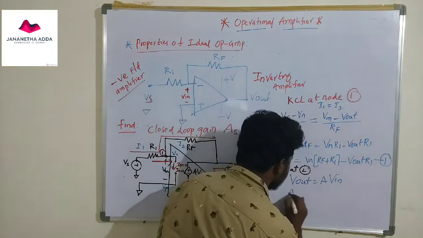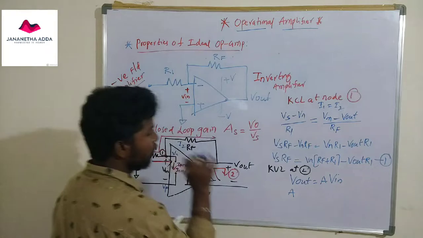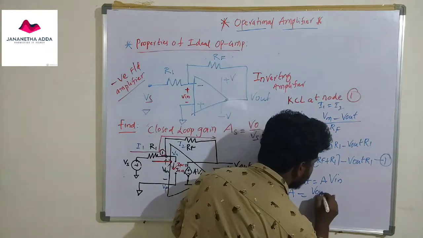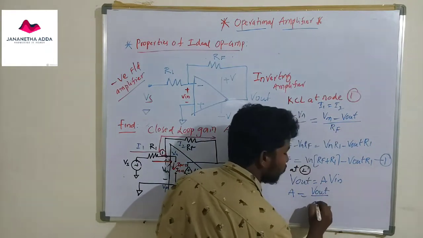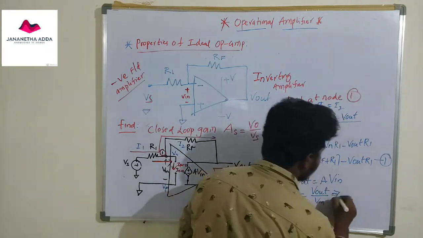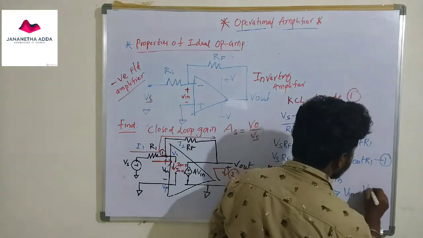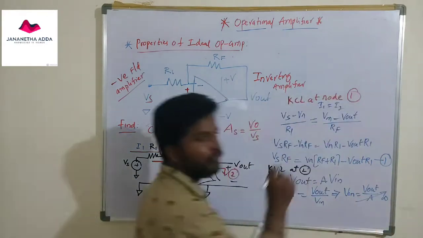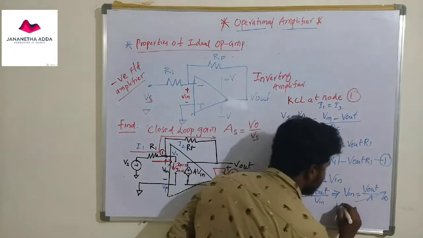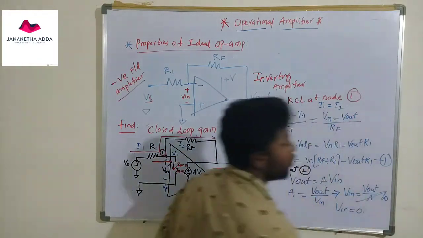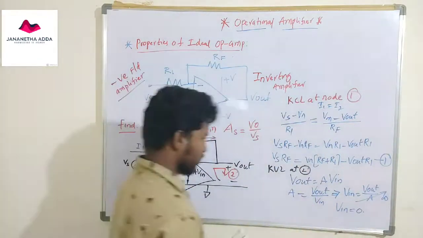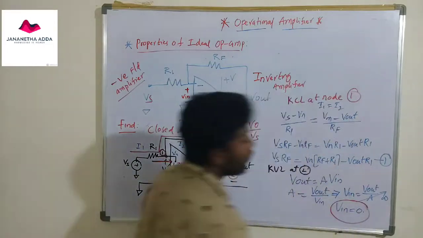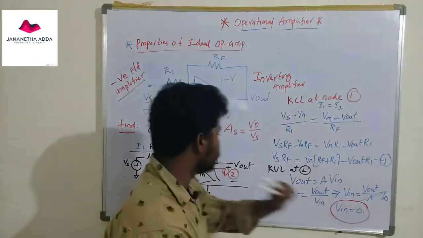We know that A equals V output by V input, which can be represented as V input equals V output by A, where if A is infinite, then V input equals 0. So the thing which I got here is that V input is equal to 0.